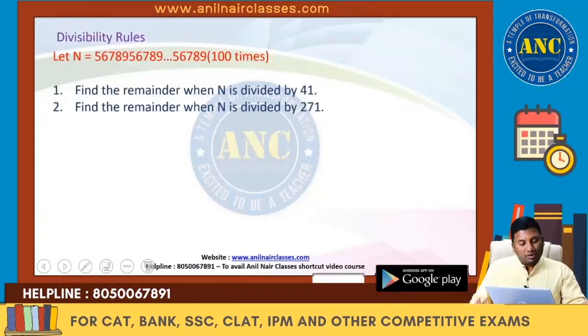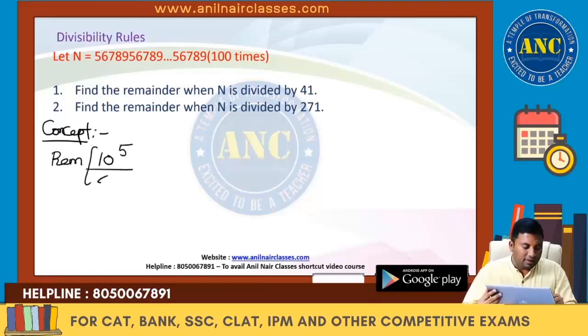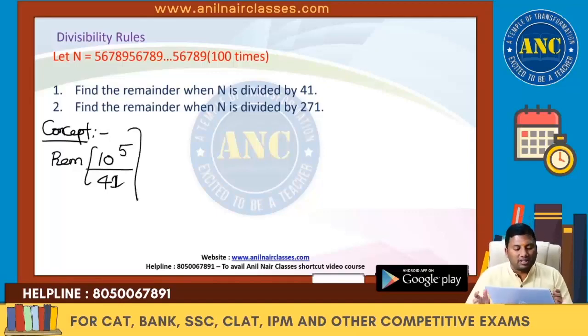Next, another beautiful question. What is the remainder when n is divided by 41 into 271? Well, first we'll discuss the concept. Suppose I take 10 power 5 divided by 41. Let us see what is happening. If you compute 41 into 271, you will get a number that we will discuss a little later.